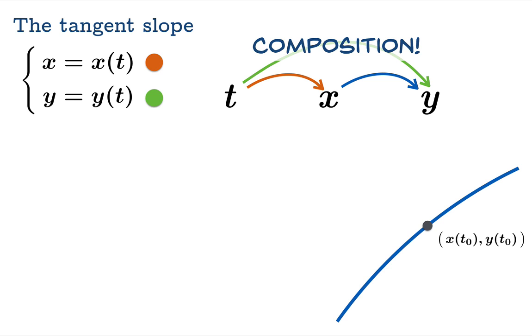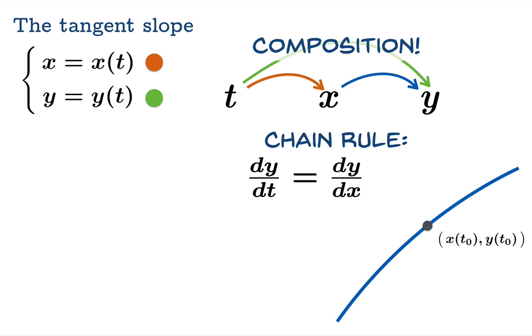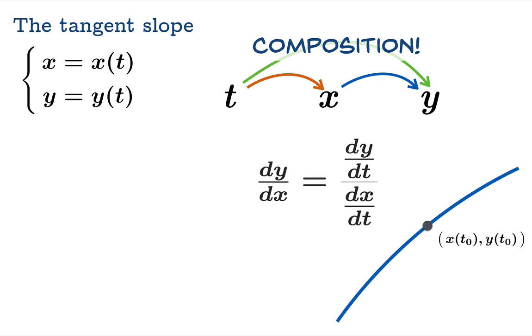Now, we want to do some calculus. We want to take derivatives. And in the context of a composition, the proper way to go about this is, of course, the chain rule. So dy/dt should be dy/dx times dx/dt. Classic chain rule written in terms of Leibniz notation. And of course, we can just then solve for dy/dx. dy/dx should be the quotient of dy/dt divided by dx/dt.